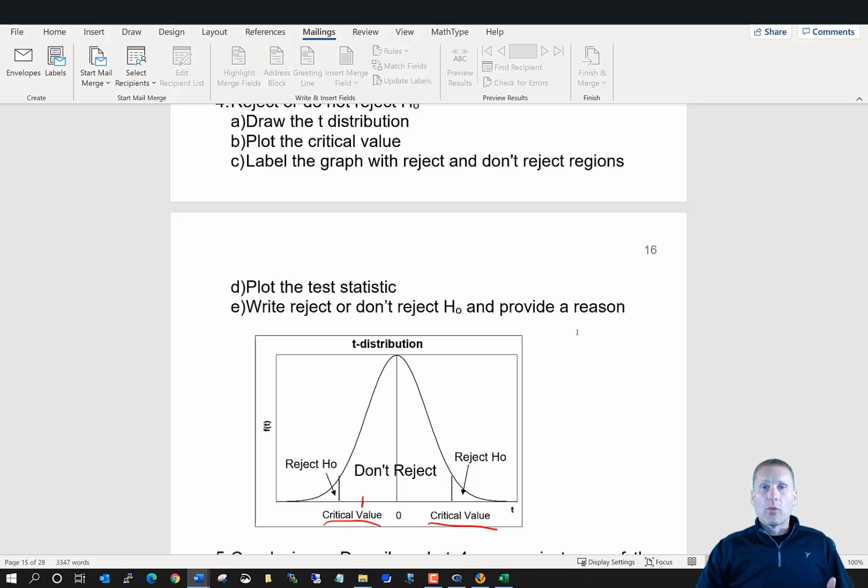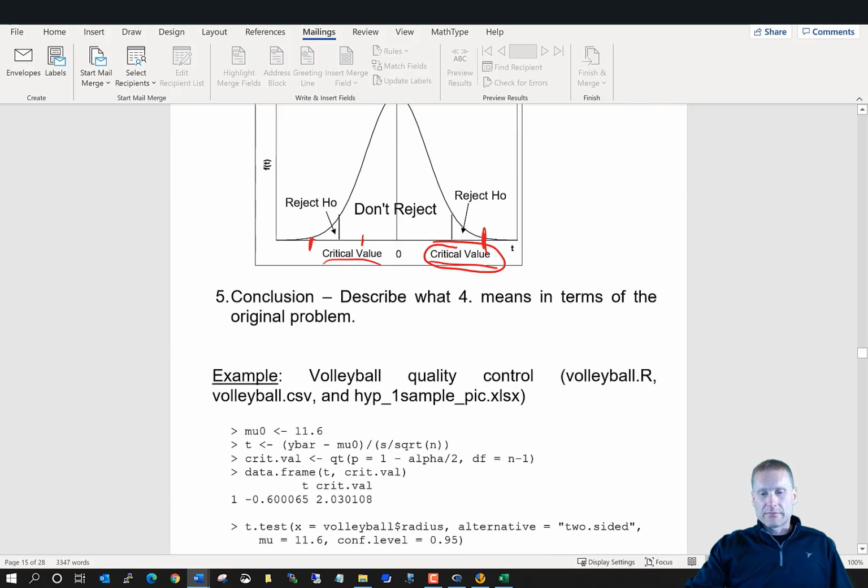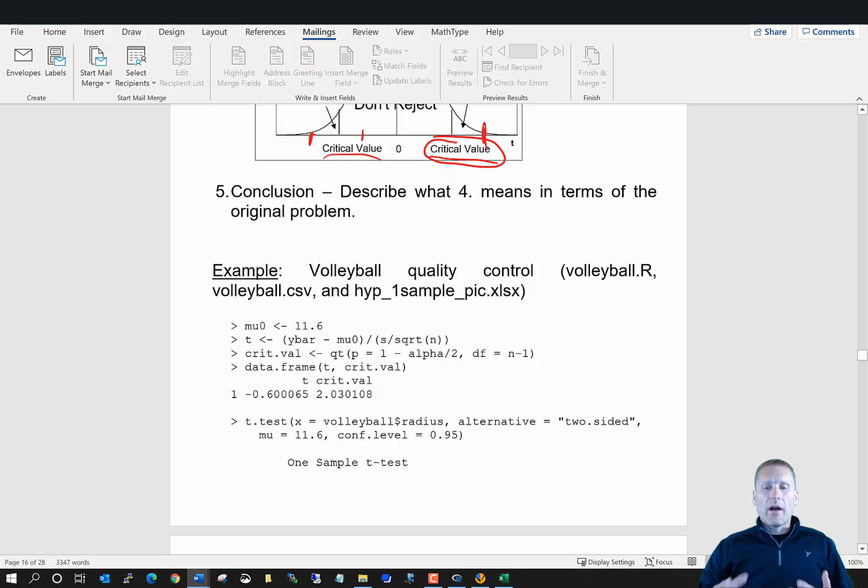In this case I would say don't reject H0 because the test statistic value t is inside the two critical values. If instead the test statistic fell out here, I would say reject H0 because the observed test statistic value was greater than that upper critical value. Or if, let's say, the test statistic fell right there, I would say reject H0 because the test statistic is less than that lower critical value. And then step 5, describe what 4 means in terms of the original problem.